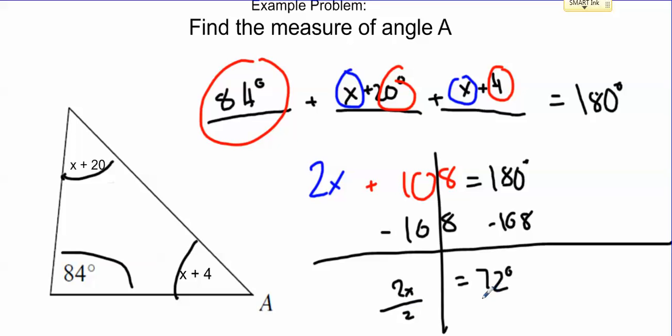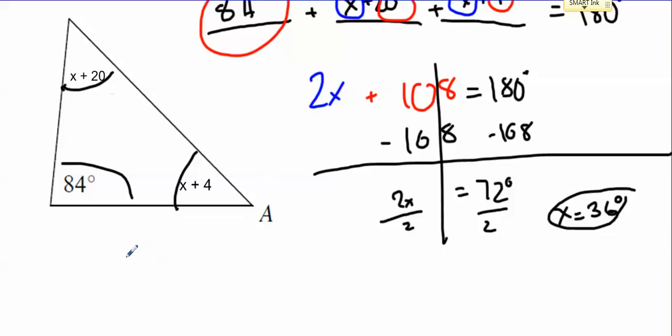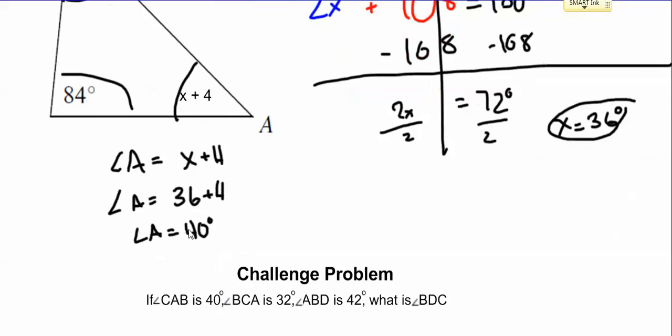Finally, we divide by 2, and we find out that x is equal to 36 degrees. Now that is not our final answer, because you have to remember to read your question. We're looking for angle A. So to find angle A, which is x plus 4, I'm just going to plug in x, which we found out to be 36. So 36 plus 4, we get angle A is equal to 40 degrees. All right, not so bad.